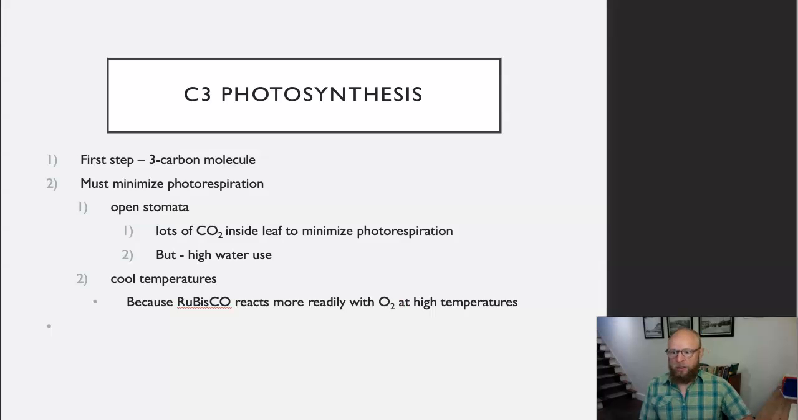Okay, so just reviewing C3 photosynthesis again, remember that its first step produces a 3-carbon molecule. And in order to minimize photorespiration, it needs to open its stomates wide, which means it uses lots of water, and it needs to be in relatively cool temperatures. When it warms up, Rubisco changes its shape a little bit and more readily reacts with oxygen, and C3 plants want to minimize that effect. So remember that C3 plants typically do best in cooler and wetter habitats.